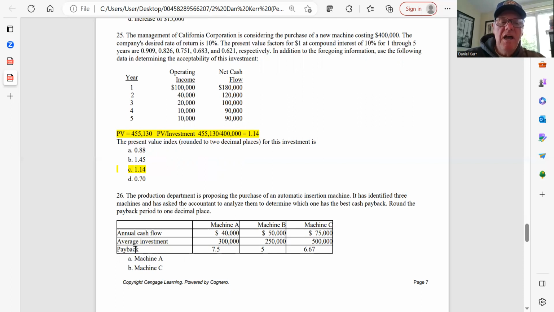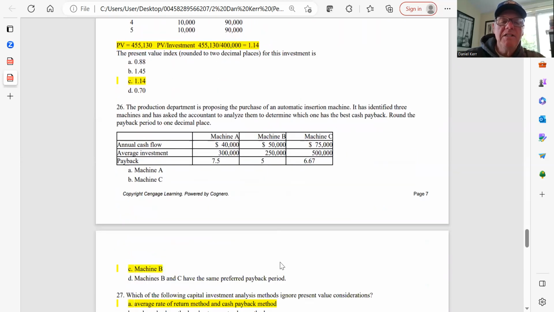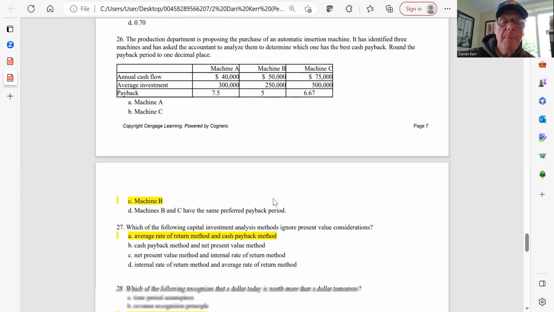So I added this little line here, payback. I added that. That wasn't in the original exam. So 300,000 divided by 40 is 7.5. 250 divided by 50 is 5. And 500,000 divided by 75,000 is 6.67. So the one that is the best is the one with the shortest payback period, which is machine B, with a payback period of 5 years, which is less than all the other ones.